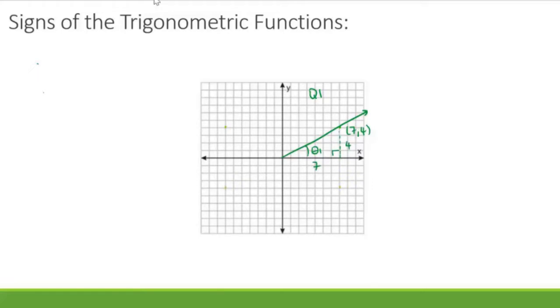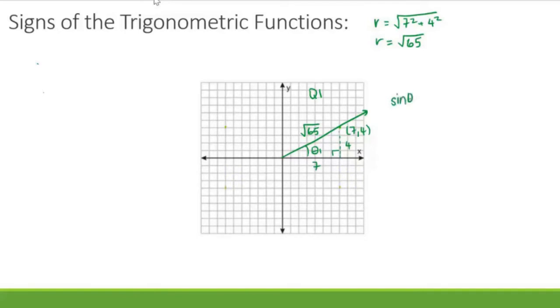We can do that using the Pythagorean theorem. r will be the square root of 7 squared plus 4 squared. In other words, the square root of 49 plus 16, or the square root of 65. We'll leave it as the exact answer and not move to decimals. All right, let's have a look at the trig functions for this angle.